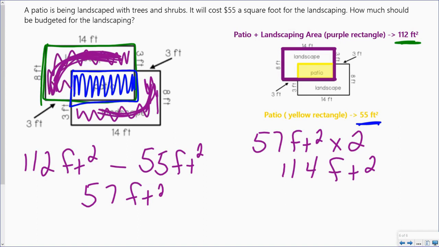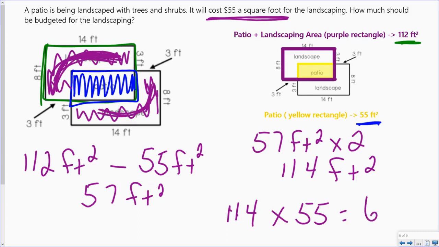Last piece here is that it says it costs me $55 a square foot for landscaping. So that means I need to take my 114 and multiply it by 55, and that gives me a total of $6,270. So how much should be budgeted for the landscaping? A minimum of $6,270.